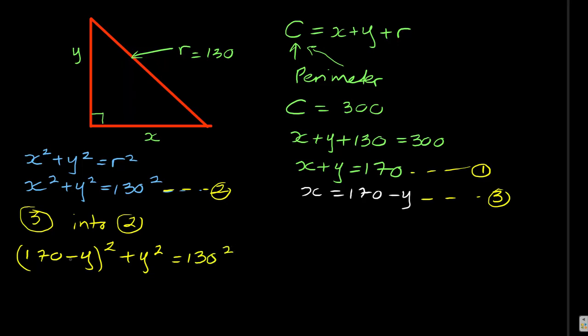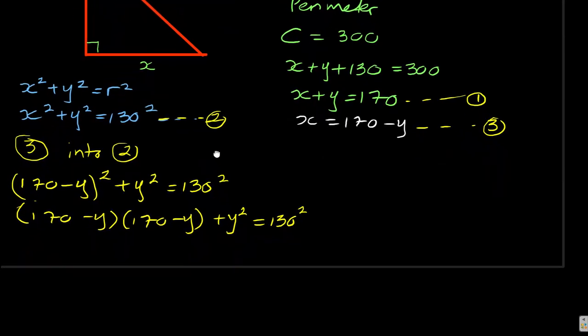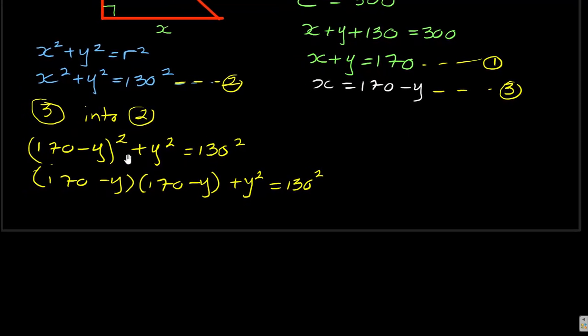So now this is algebra that you need to be good in. In other words, if you expand this, it will be your 170 minus y, and your 170 minus y, plus y squared is equal to 130 squared. If you expand this, you have got your 170 squared, now minus 170y minus 170y is minus 340y, right? And then plus y squared is equal to 130 squared. So this is what you're having.